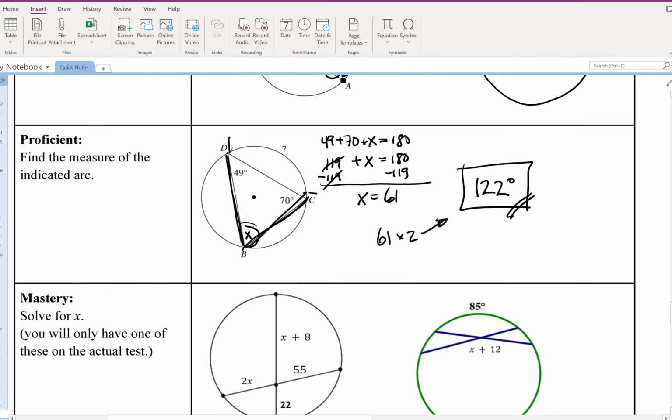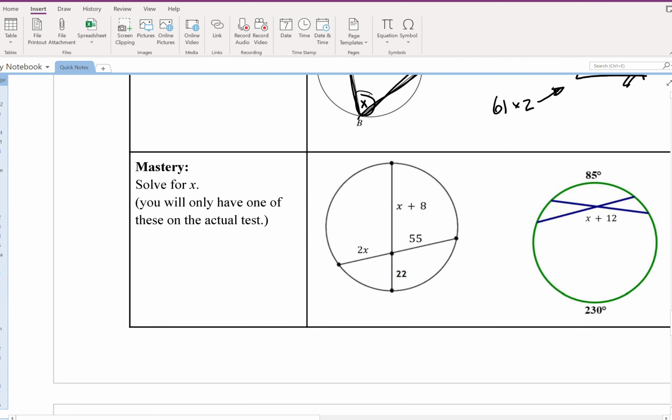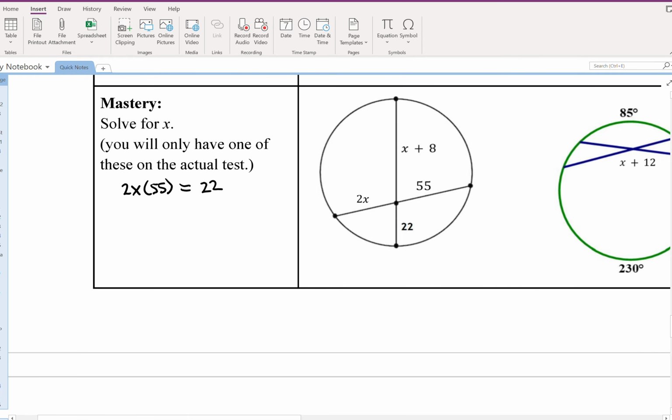All right, on this one, this is about arc measures and intercepting segments, and how if you multiply the segments formed by intersecting chords, those products will be equal on both of the chords. So in this scenario, I'm going to have 2x times 55, and that would be equal to 22 times x plus 8.